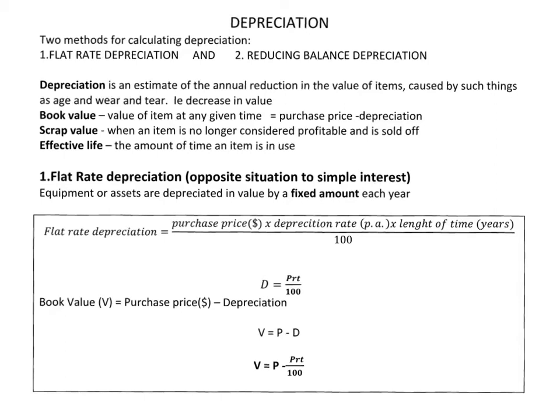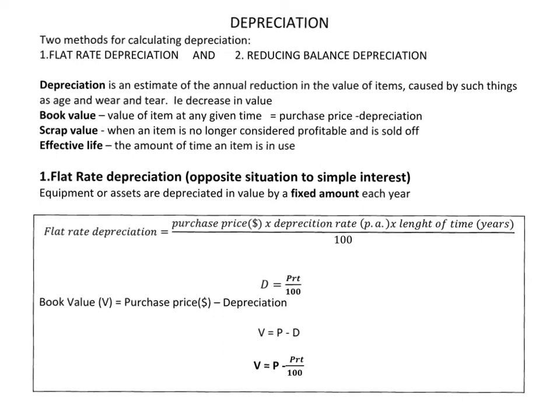In the past couple of exercises, we've been looking at interest. Interest is what your money earns. In the next two exercises, we're going to be looking at depreciation, and that is the amount that your money loses, or the value of something that you own becomes less. And there's two types of depreciation: flat rate depreciation and reducing balance depreciation. Let's start with flat rate depreciation.